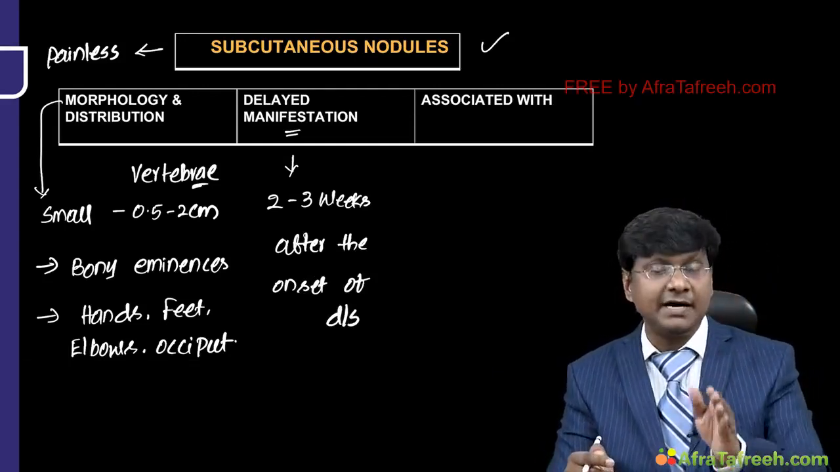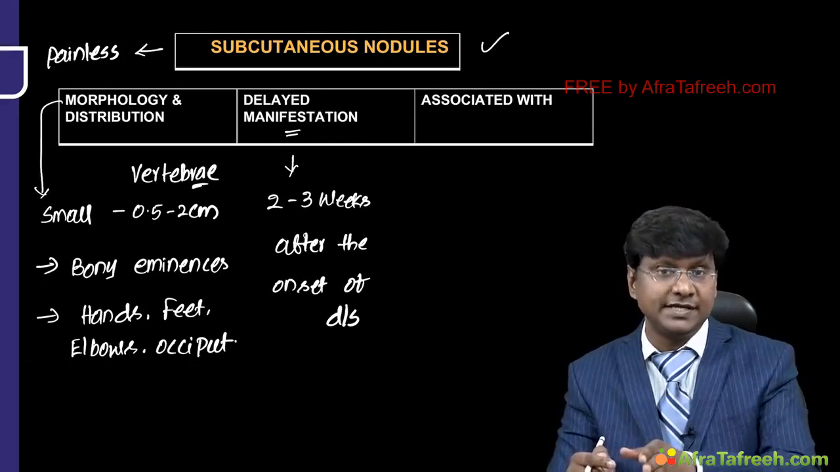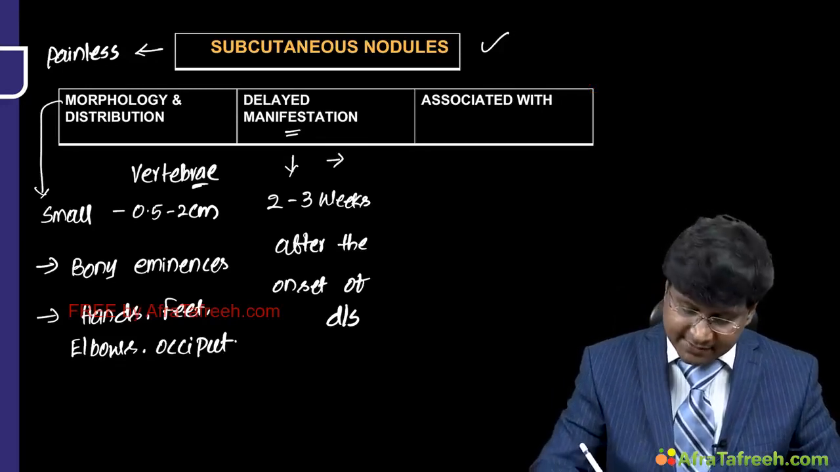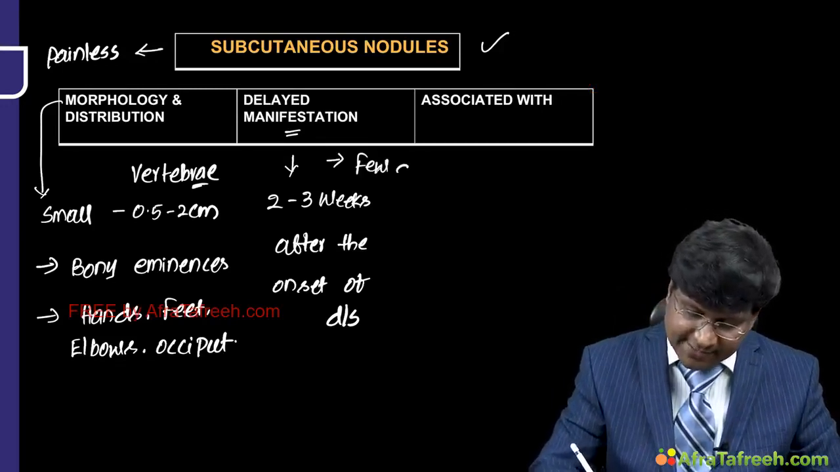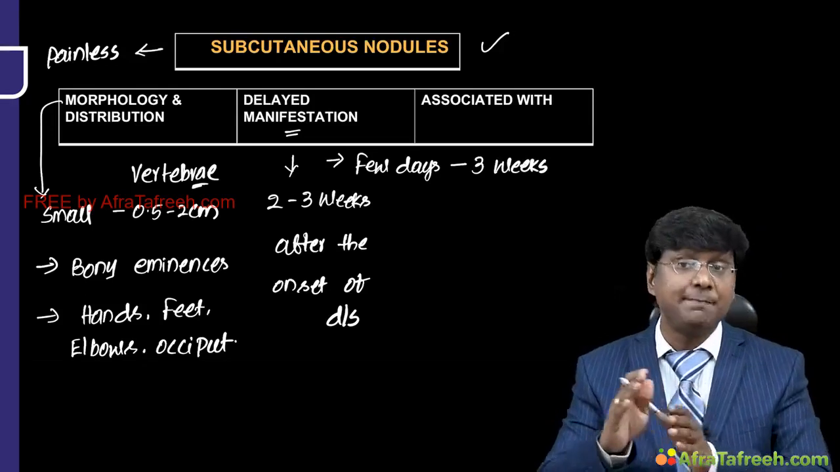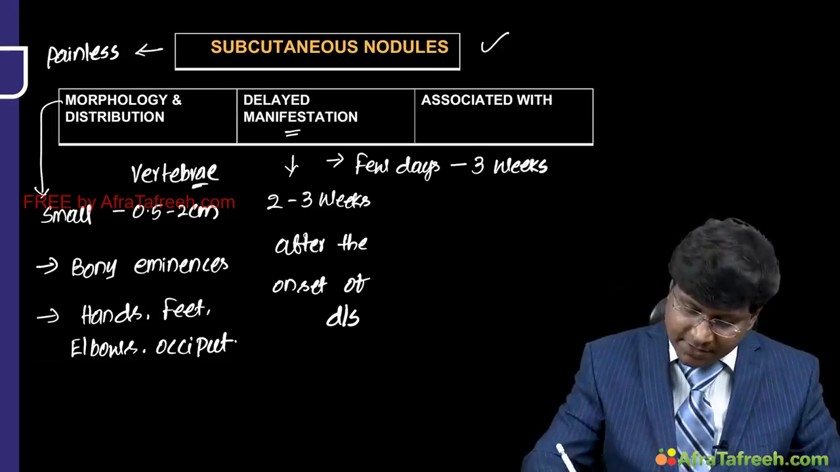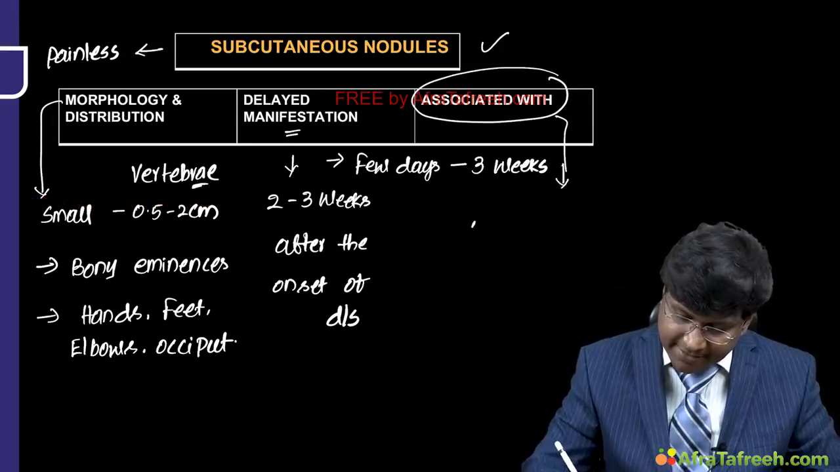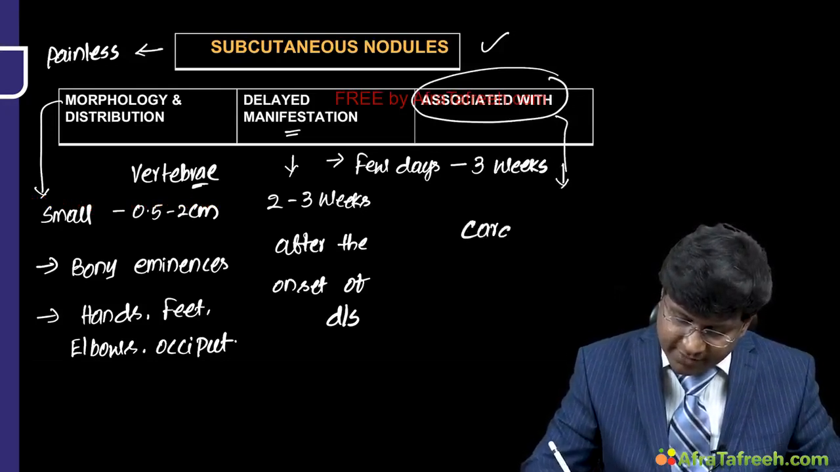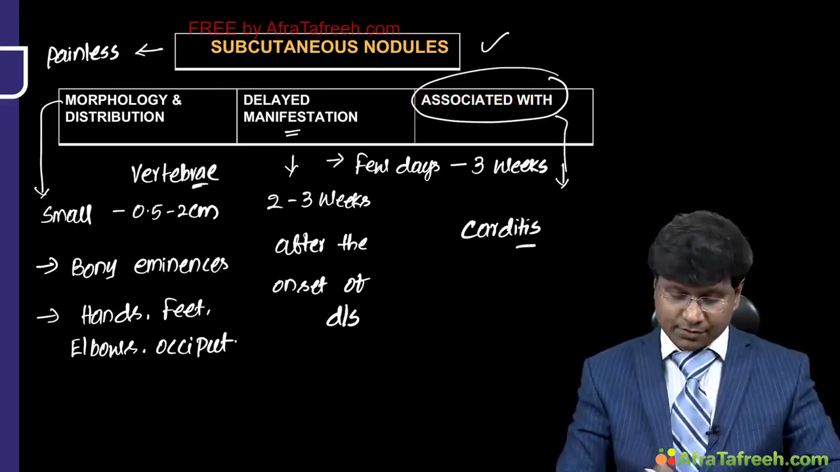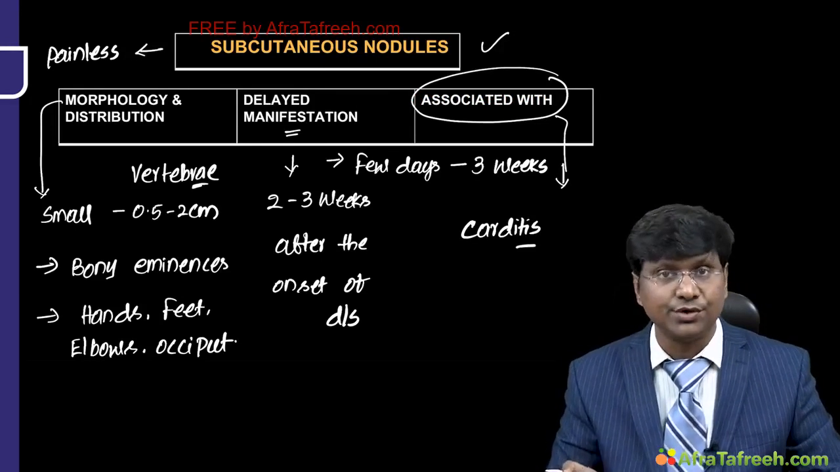And whenever it appears 2 to 3 weeks after the onset of the disease, it remains for a few days up to 3 weeks. And these subcutaneous nodules, similar to Sydenham's chorea, are also associated with carditis. Right? So this is about your subcutaneous nodules.